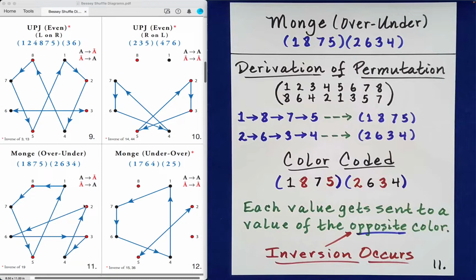Now, if you look at the messy nature of the movement of the cards in these various positions, it should be rather surprising, as we'll see, that both the over-under and under-over are Bessey shuffles, meaning they preserve or invert, as is the case here. Inversion occurs. They preserve or invert Bessey sequences. And then I have a note down here that this particular shuffle is the inverse of shuffle 19 that we'll look at in a future video.